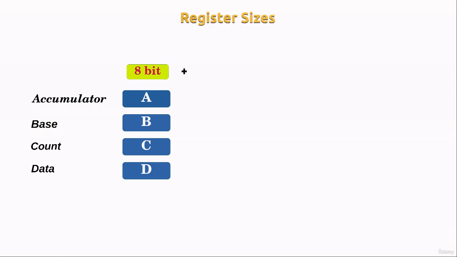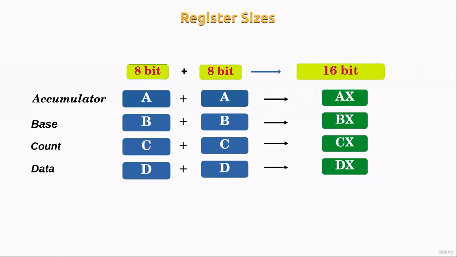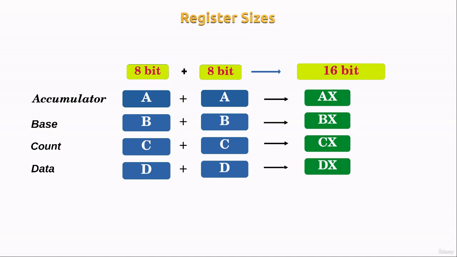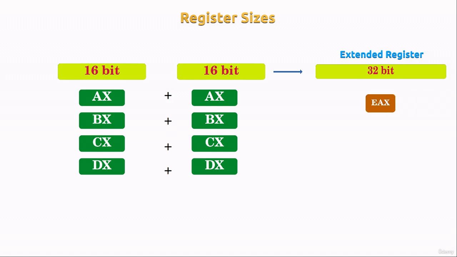Now if we add 8 more bits to these 8-bit registers, then we have 16-bit registers called AX, BX, CX and DX. These are 16 bits in size. If we add 16 more bits to these 16-bit registers, then we will get our 32-bit registers. And these 32-bit registers are called extended registers denoted by the starting letter E of these registers, called EAX, EBX, ECX and EDX.